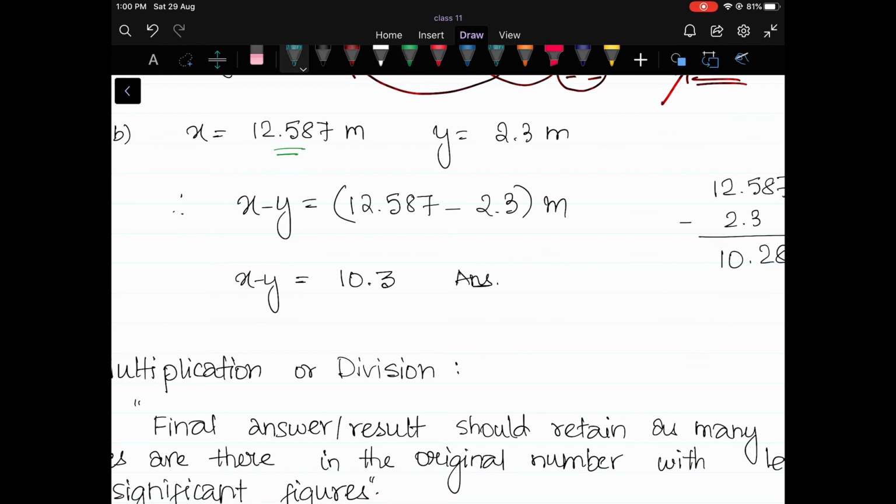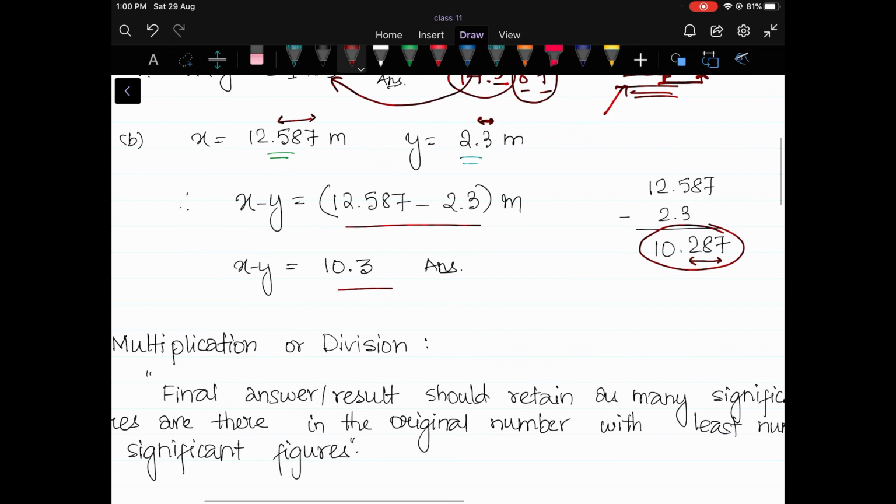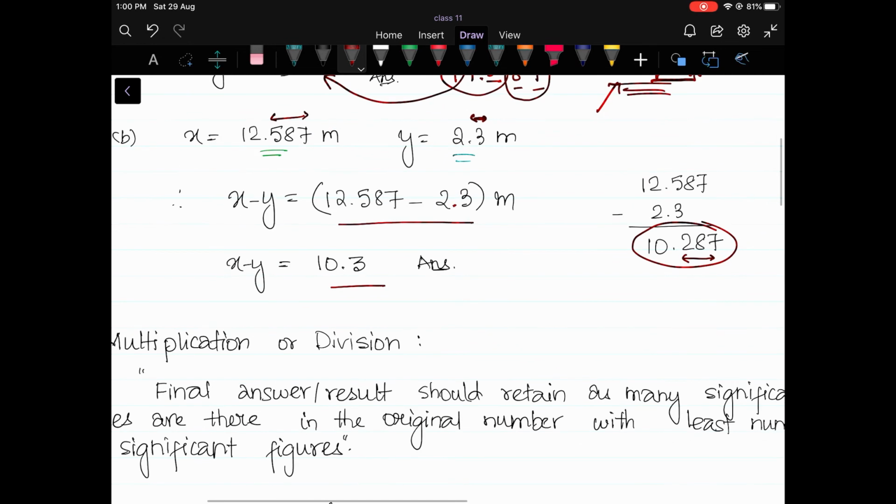Suppose we have numbers x and y. You can see we know this number to 3 places of decimal, and this one is only known to 1 place of decimal. So when we subtract, we get a number which looks like this, which has 3 places of decimal. But the rule says, while we are adding or subtracting, the final answer cannot have all the decimal places, but it will have the lowest number of decimal places taking into account any of the numbers. So here the lowest number of decimal places is only 1, so our final answer also has only 1.